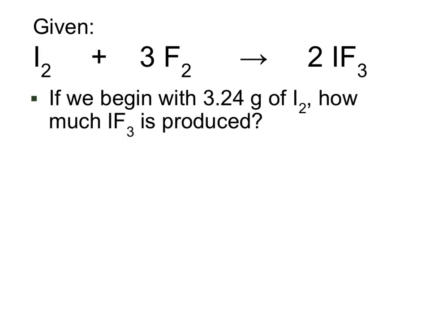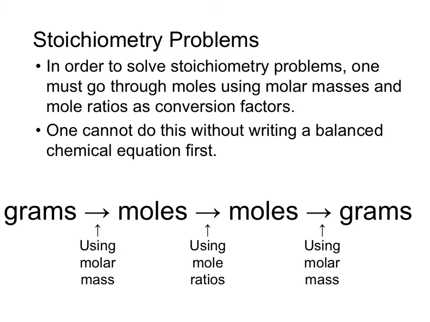This question here is very typical of many stoichiometric problems. In this problem, we want to know how much IF3 is going to be produced if we start with 3.24 grams of I2. So let's look at what our strategy is. In order to solve stoichiometric problems, we must go through moles using our molar mass and then use our mole ratios as conversion factors. So again, it's impossible to do that without first having a balanced chemical equation. We need that balanced equation in order to obtain our mole ratios. The pathway we see here will be a very typical path you take when solving these sorts of problems.